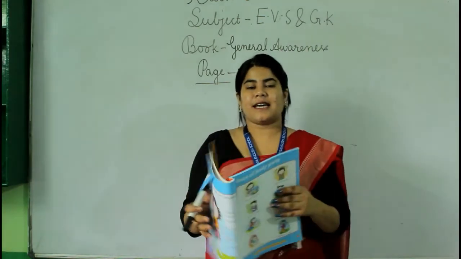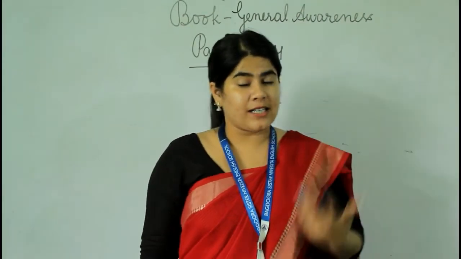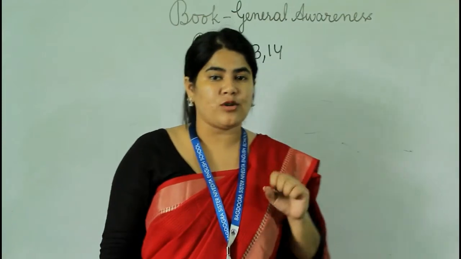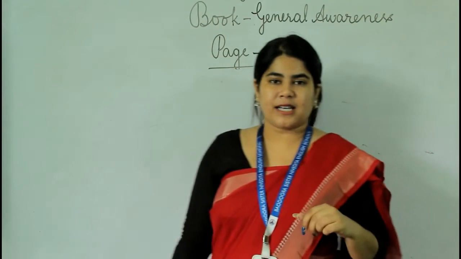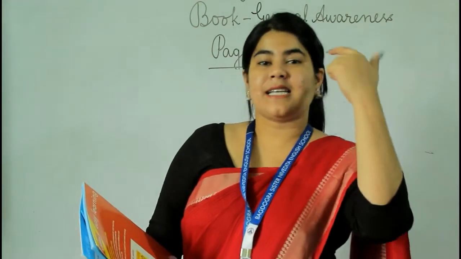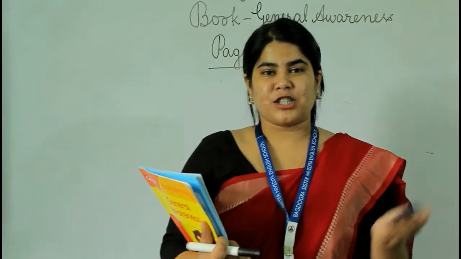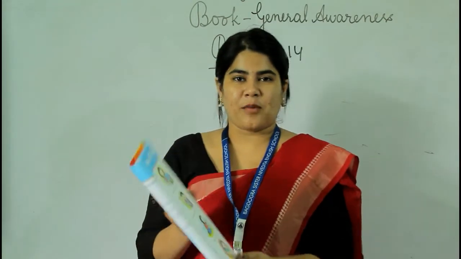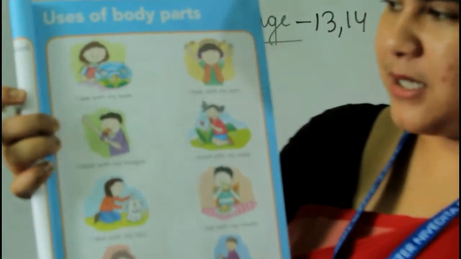Students, kids, I have already told you, in the previous class we have already done the body parts and each part, its function, and I have also explained the sense organs, that we have 5 sense organs in our body, and they are eyes, nose, ear, tongue and skin, okay? And I have also told you the function of each sense organ, right? So today we are going to do uses of body parts. Here it's page number 13. All of you move on to page number 13.